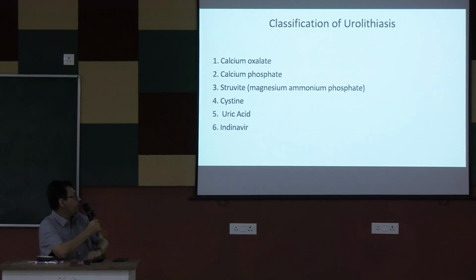So what are the types of stones normally found in the system? First is calcium oxalate, calcium phosphate, struvite or magnesium ammonium phosphate, cystine stone, uric acid stone, and specially I have mentioned one stone, that is Indinavir stone, which is not very common, but this kind of stone is associated mainly with HIV affected patients who are treated with this particular medicine. HIV affected patients treated by this medicine are prone to develop this kind of stone.